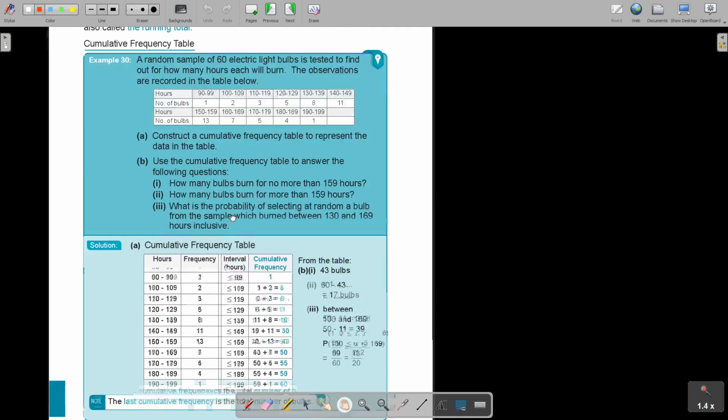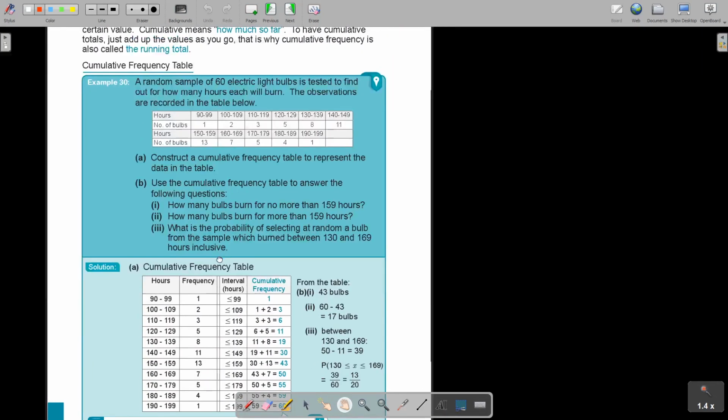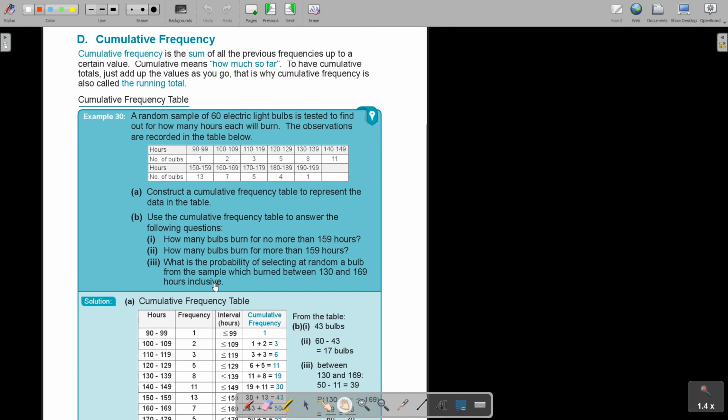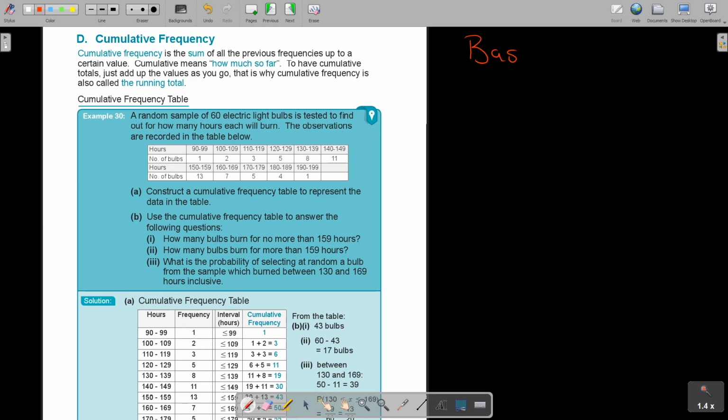Can I just say, if you want to just revise the basic statistics, it's from page 655 onwards. Okay, so basic stats, page 655 onwards. But let's look at cumulative.